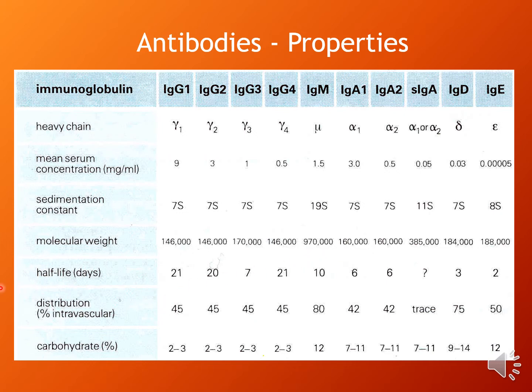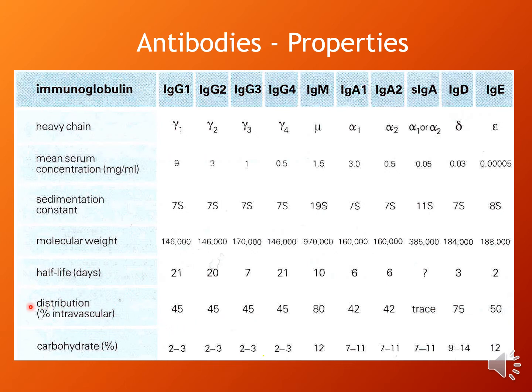Okay, what about the half-life? This is the number of days they survive in the circulation. So the highest would be about 21 days for IgG1 and IgG4, followed by IgG2, then IgM, and the rest would have less than 10 days of stay in the circulation.